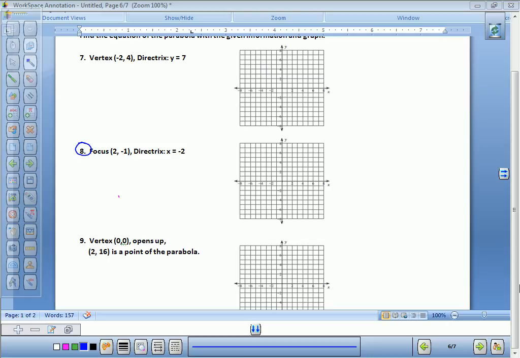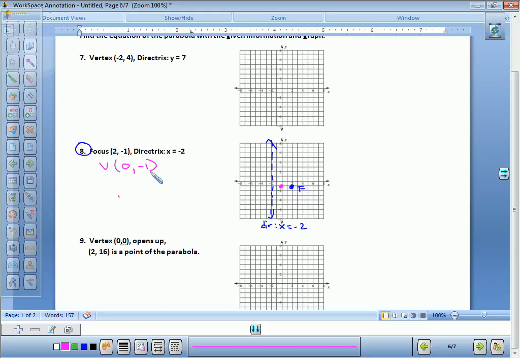Okay, so let's do it. We don't know the vertex. So 2, -1 is the focus, and the directrix is x equals -2. X equals is that vertical line. That's the directrix. X equals -2. The vertex is always halfway in between. It's in the middle. So the vertex has to be right there. In between. In the middle. So I know the vertex is what?